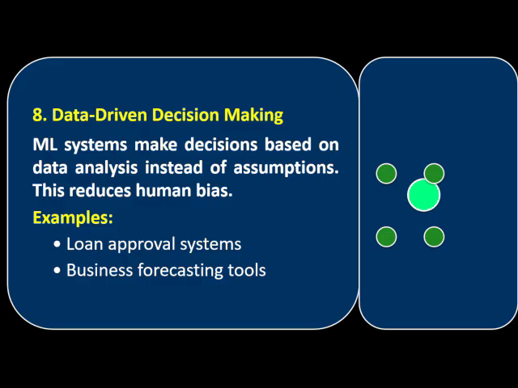Human decisions are often biased. Machine learning decisions are objective. Loan approval systems analyze applicant data, not emotions. Business forecasting tools predict growth using historical trends. This improves fairness, accuracy, and consistency in decision making.